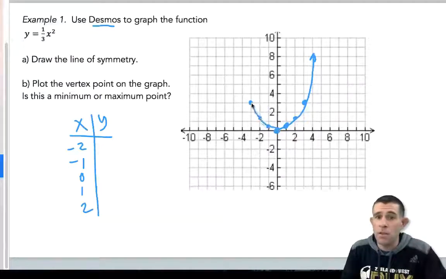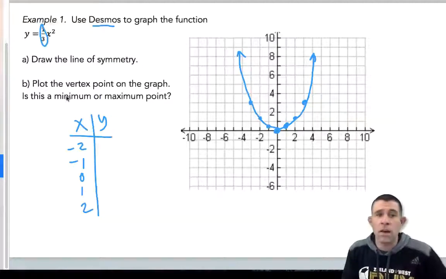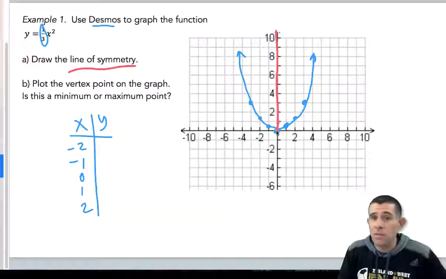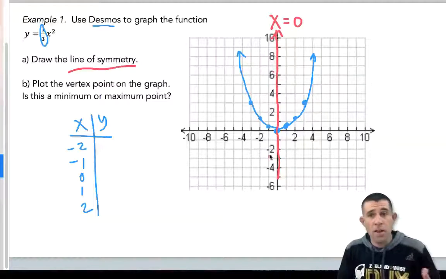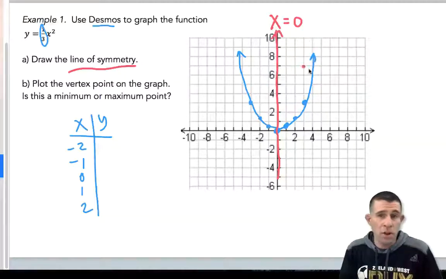I know that it's going to open up because my a value here is positive. And I want to now create my line of symmetry. My line of symmetry, or my axis of symmetry in this case, is the y-axis. So that is the line x equals 0. And that vertical line, if I reflect this graph over that line, it will fall on top of itself. So that's the reflection line.